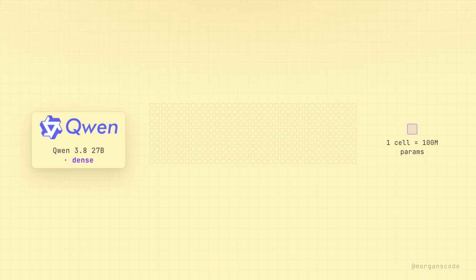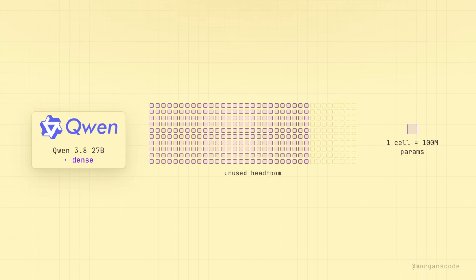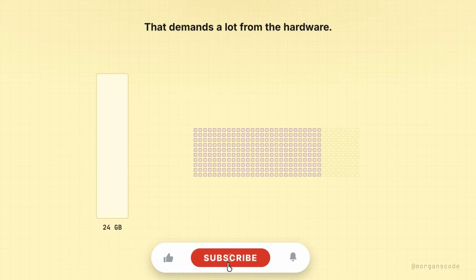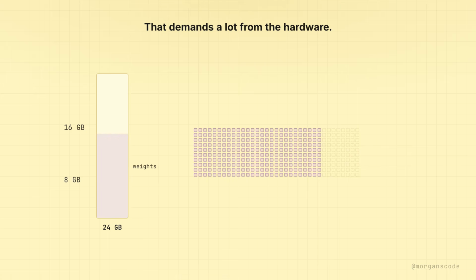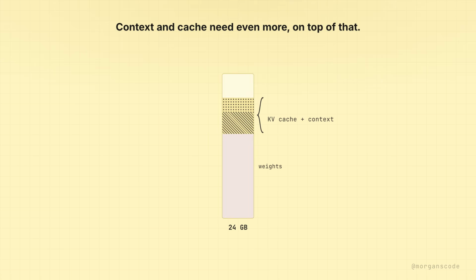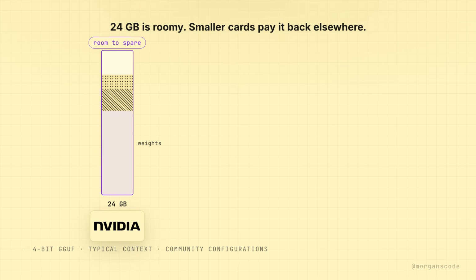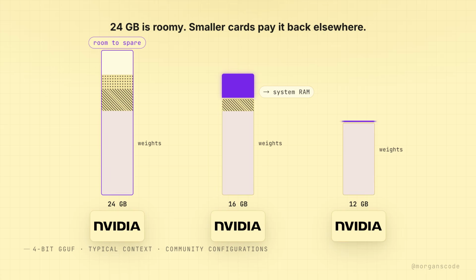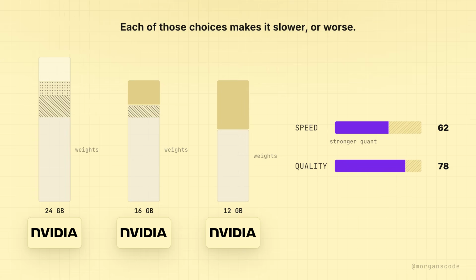Qwen 3.8 27B is a dense model. When it generates a token, it uses all 27 billion parameters. That can produce impressive results, but it also demands a lot from the hardware. Even at 4-bit quantization, the model itself takes roughly 14 GB. And the context and the cache need even more memory on top of that. A 24 GB GPU gives the model enough breathing room. On a 12 or 16 GB card, users may need stronger compression, a shorter context, or help from the CPU, and each of those choices makes the model slower or reduces its quality.